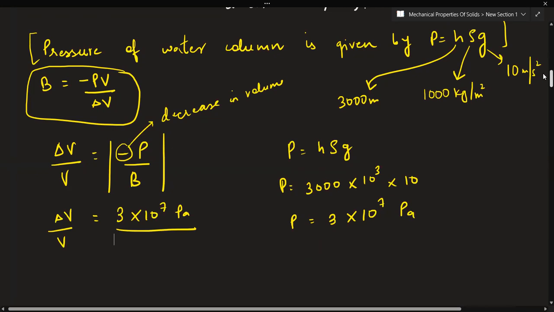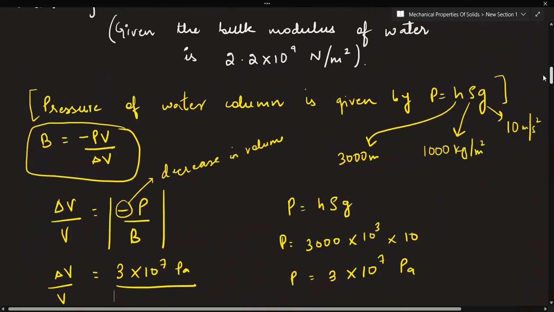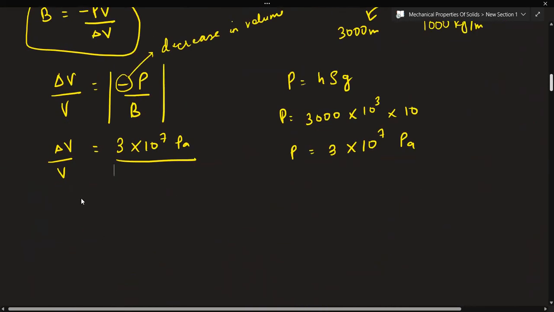Now the bulk modulus. How much is the bulk modulus? 2.2 into 10 to the power 9. Bulk modulus is given to us as 2.2 into 10 to the power 9. Once you solve this, you will get a value approximately equal to 1.36 into 10 to the power minus 2. Did you write it till here? Is this statement written correctly in your notebook? Yes, ma'am. Then it's fine.